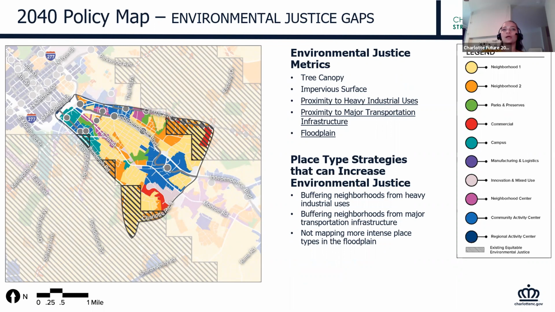This shows your environmental justice gaps. So anything outside of the hatching is where there is an issue with environmental justice. And we typically see this in areas with proximity to heavy industrial or major transportation infrastructure, which is what we see here, and then in areas where there's floodplain. And the strategies that we can use to increase environmental justice are buffering from heavy industrial uses and transportation infrastructure, and then not mapping intense places in floodplain.